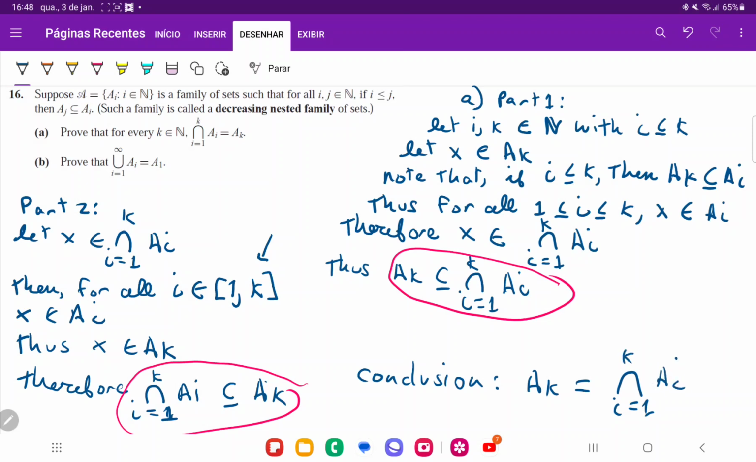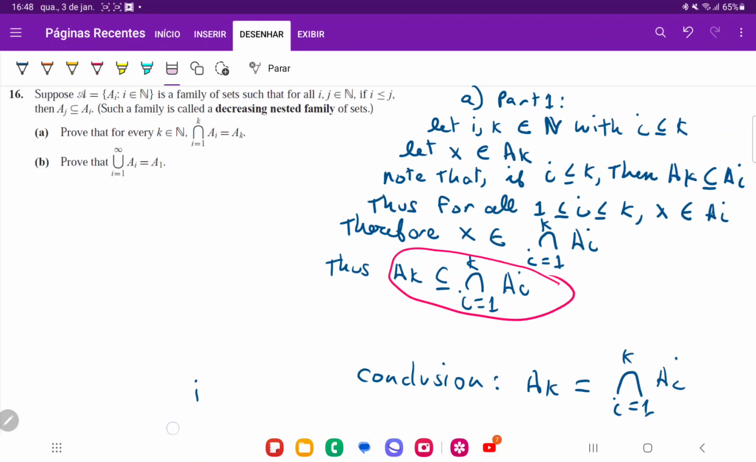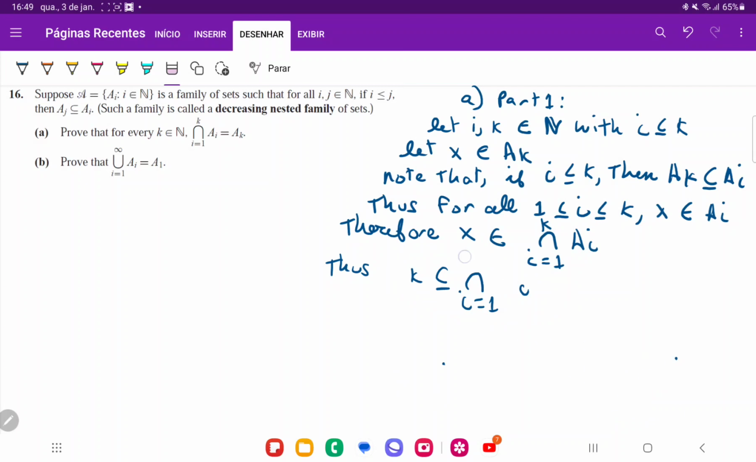So that is it for part A. We did a two-part proof showing a double inclusion. Now let's do item B. And item B is going to have the same structure in the sense that we're going to do a two-part proof and try to show double inclusion here.